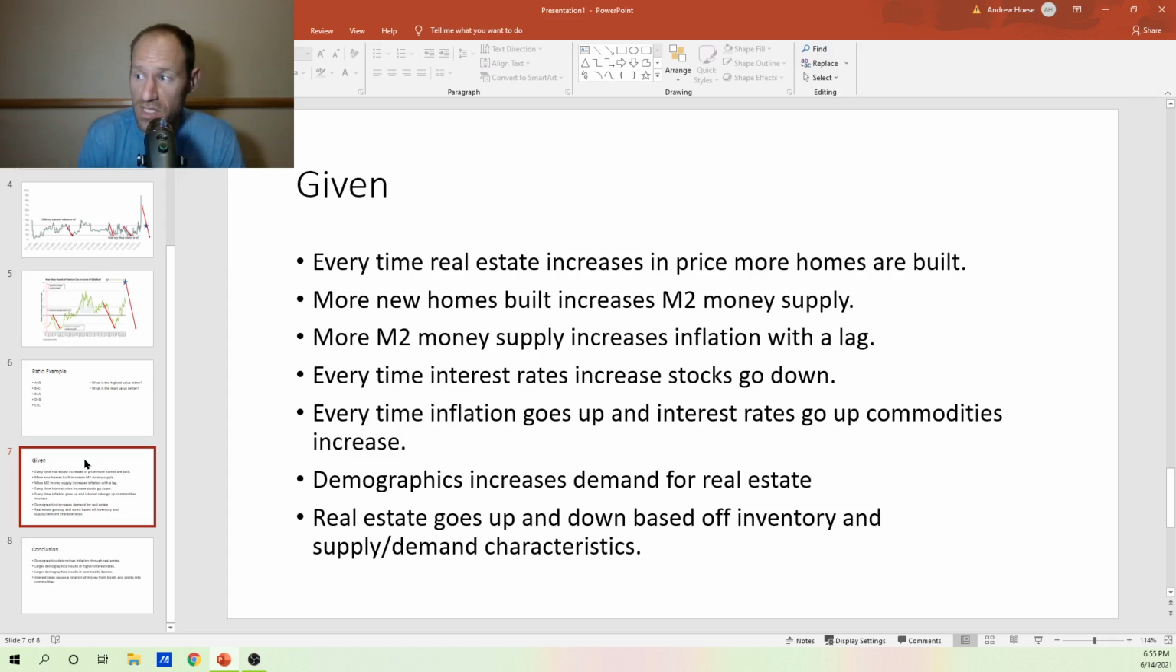Demographics increases demand for real estate. Real estate goes up and down based off of inventory and supply-demand characteristics. That's the given that I've looked at in history. Those are the correlations. So what I've done for a conclusion is with this given, I've jumped to a conclusion.